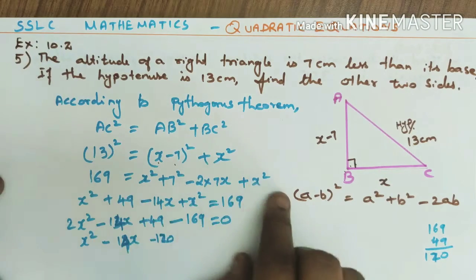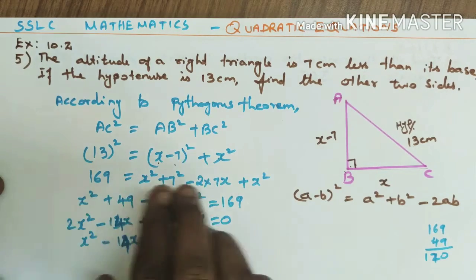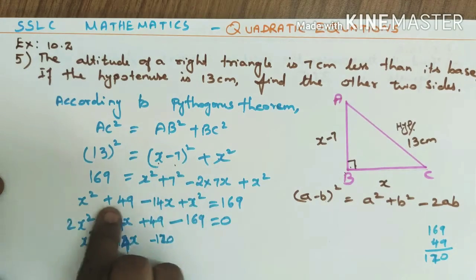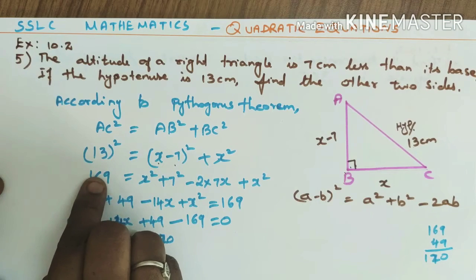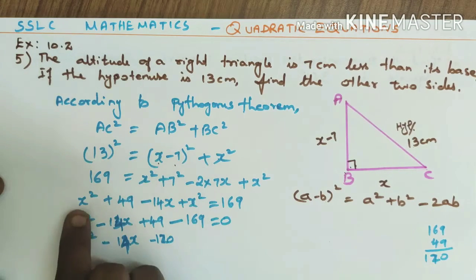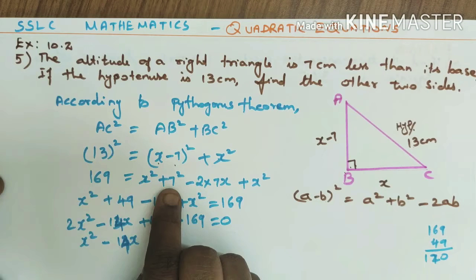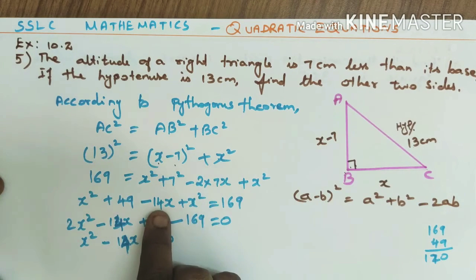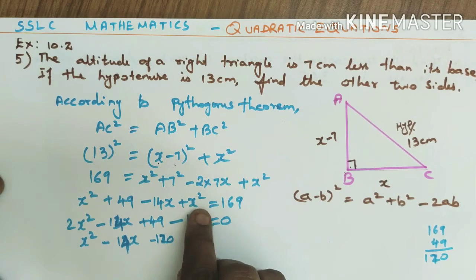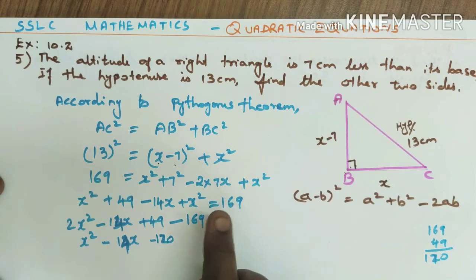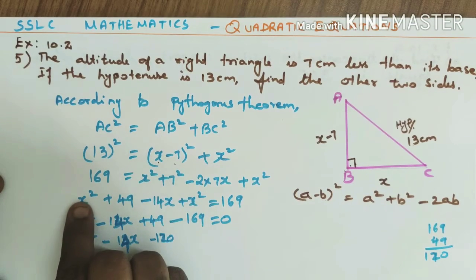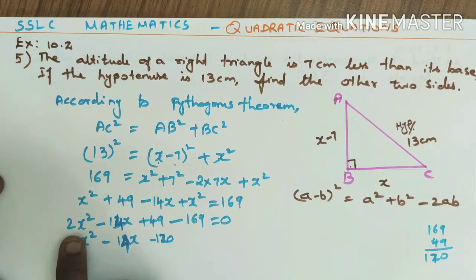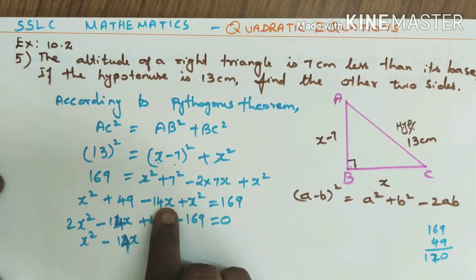Now just exchange the left hand side and right hand side. If you exchange, write this left hand side on the right hand side. So here x square, 7 square is nothing but 49, minus 2 into 7x, which is 14x, plus this x square as it is, equal to 169. Now simplify the like terms. Here x square, here also x square. So x square plus x square is nothing but 2x square, minus 14x.